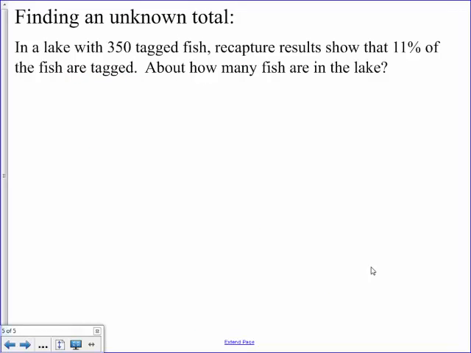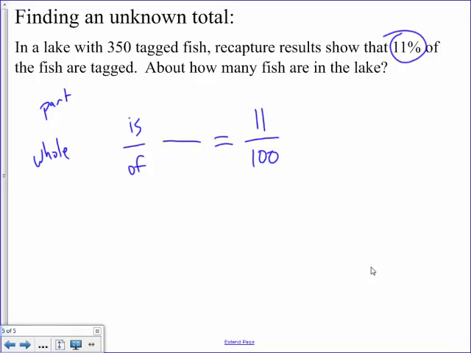In a lake with 350 tagged fish, recapture results show that 11% of fish were tagged. About how many fish are in the lake? Okay, so we know a percent, right? So I could set that part up on my percent proportion. 11 over 100, percent over 100. So just think about this. Remember when we did is over of? Well, if I thought about parts and wholes, how would those apply to these? Where would the part go? Yeah, the part would go with the is, and the whole would go with the of.